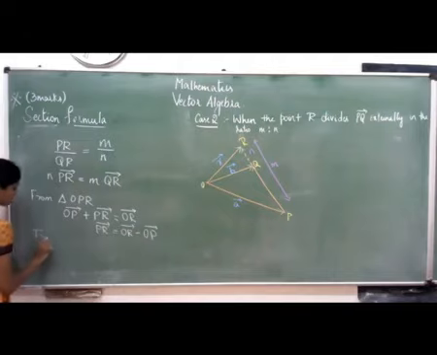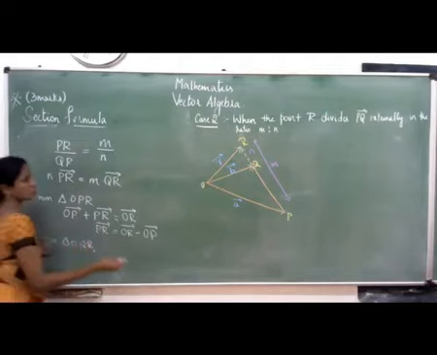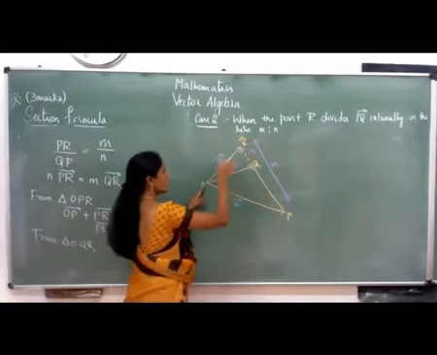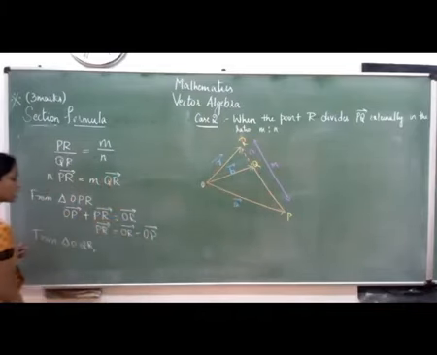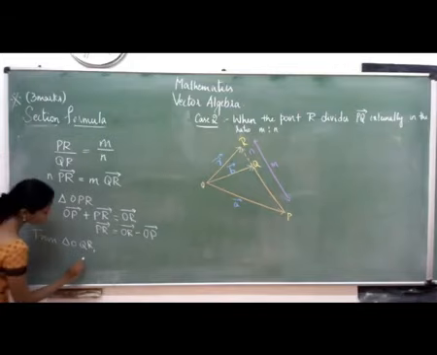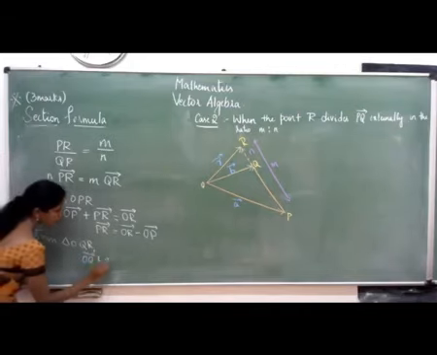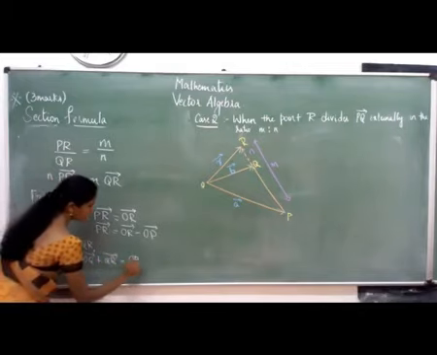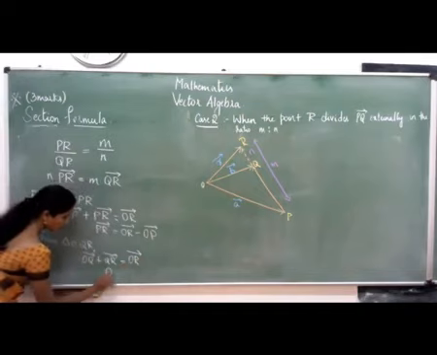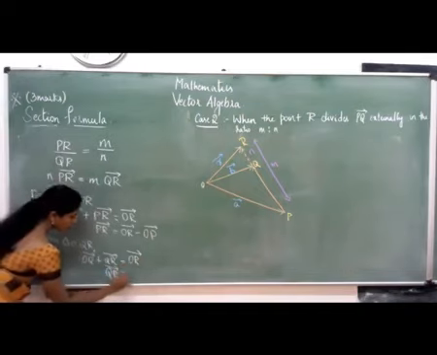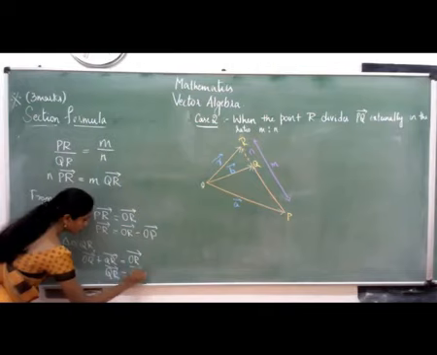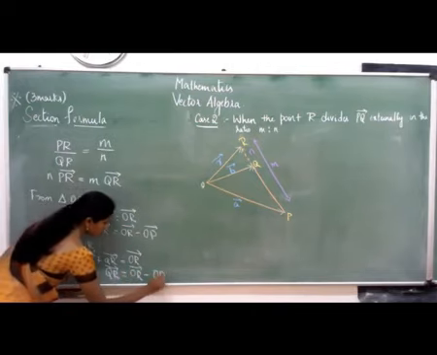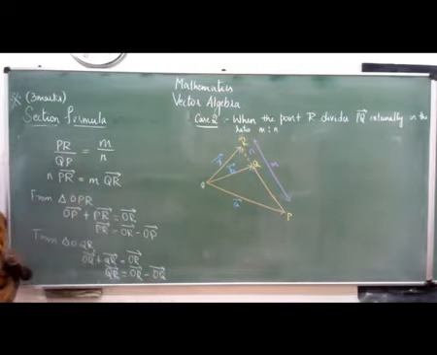Next, consider the triangle OQR, this triangle OQR. From the triangle, again apply the triangular law of vector addition. So you can write vector OQ plus vector QR is equal to vector OR. Therefore, vector QR will be equal to vector OR minus vector OQ.